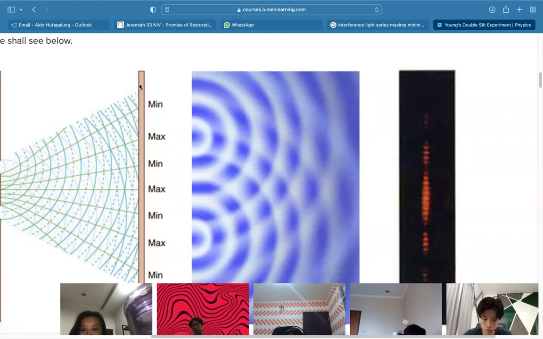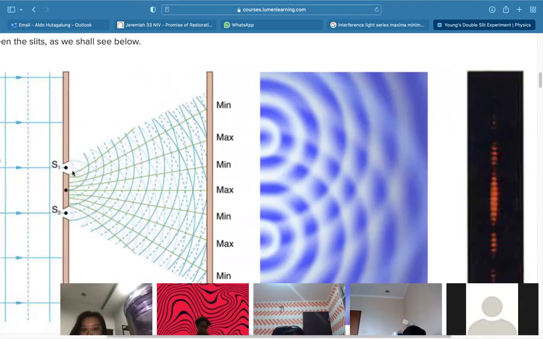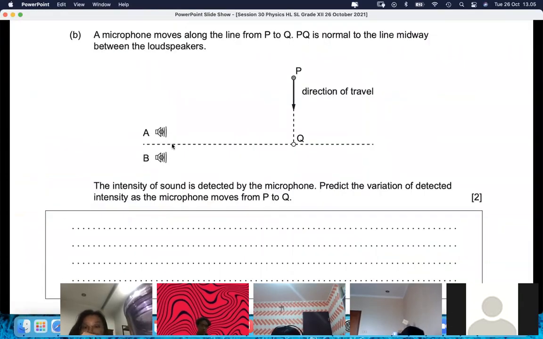So like the microphone moves from P to Q. Because it's moving, of course the microphone experiences the series of minimum and maximum sound from the interference of these two sources of sound. In this case, it's actually light, but the idea is more or less the same. What do you think, Alicia? Getting more confused or getting clearer? I can't sugarcoat it. I'm getting confused.